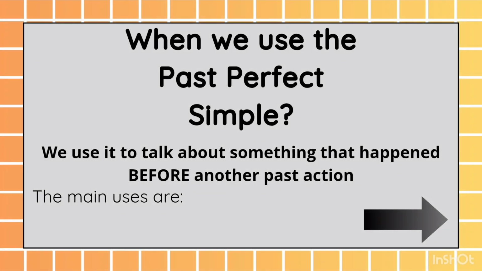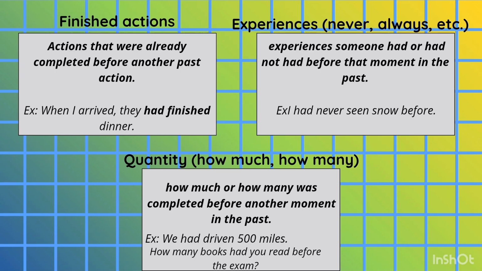When we use the past perfect simple, we use it to talk about something that happened before another past action. The main use are finished actions, actions that were already complete before another past action. Example, when I arrived, they had finished dinner. Experience, so, experience someone had or had not had before that moment in the past. Example, I had never seen snow before.